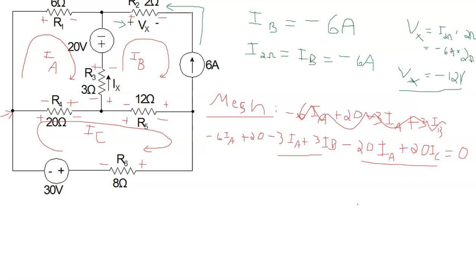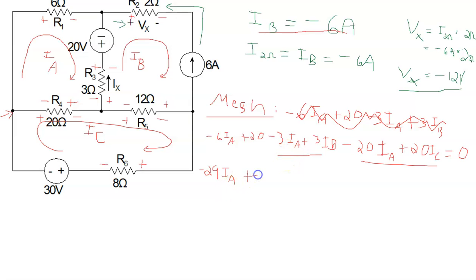Now, we can go ahead and write this equation in terms of 3 variables. But remember that IB is -6, so we may as well take it into account here. So we have -6 IA, -3 IA, -20 IA, so -29 times IA. The term with IB in it will be a constant now, so we'll move that across the equal sign and deal with it that way.